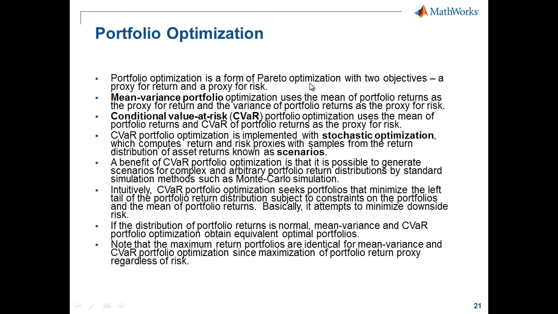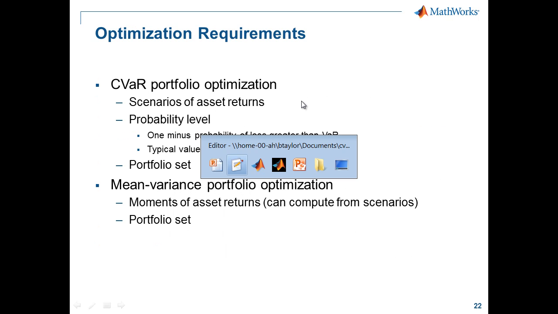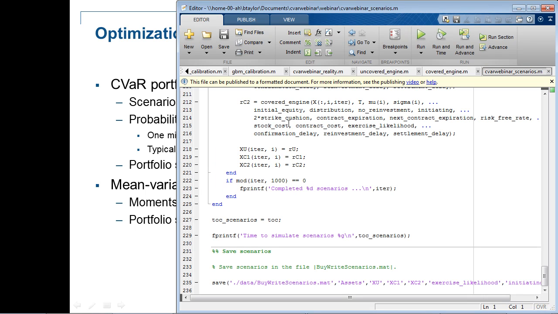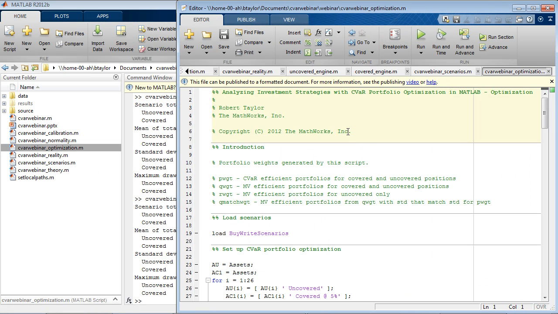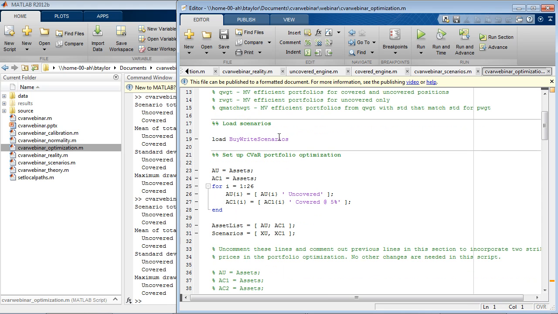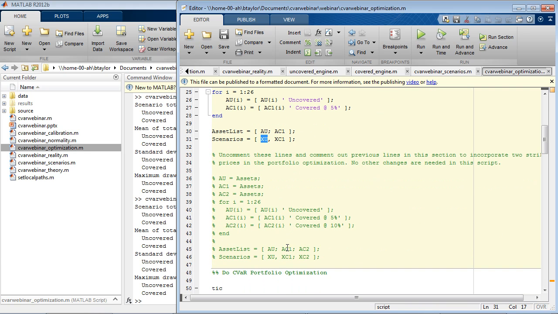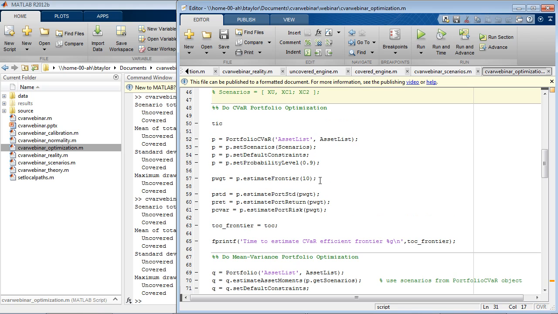So now, once we've generated these scenarios, we're ready to do the portfolio optimization. And we're going to do mean variance and conditional value-at-risk optimization. There's another script, called CVaR optimization. And what this does is it loads in your scenarios. And those scenario files are 20,000 by 26 matrices of uncovered scenarios and covered scenarios. And if you want to have multiple call strike prices, you can uncomment this section and have both of those in there. It then sets up 4 different types of portfolio optimizations.